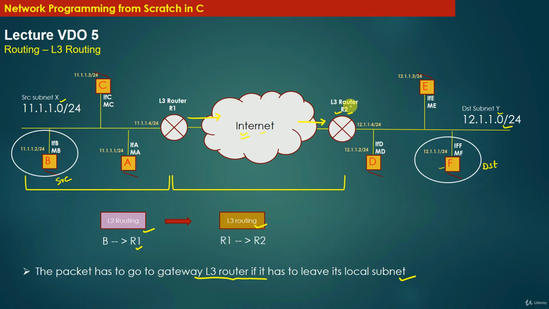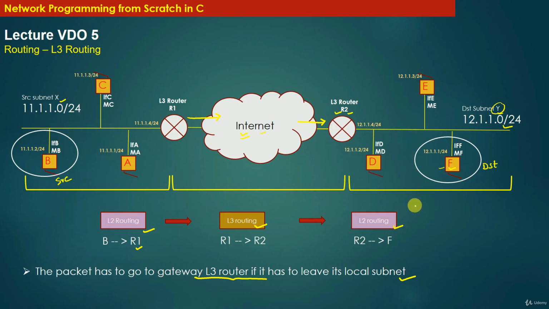Now, once the packet reaches the layer 3 router R2, R2 has the intelligence to find that the packet actually belongs to one of the local machines present in its directly connected subnet. The destination subnet Y is actually a directly connected subnet of router R2. So now router R2 knows that the packet has to be delivered to some destination machine present on subnet Y. So the journey of the packet from router R2 to the destination machine F is again accomplished by layer 2 routing.